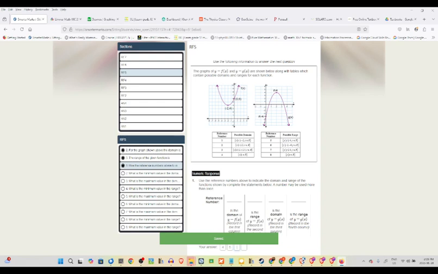Our second graph, the domain is, again, all real numbers. Because we are not dividing by 0, we're not taking square roots of negatives, and we don't have any logs in this course at all. The range is positive 4 and down, so that is 7.